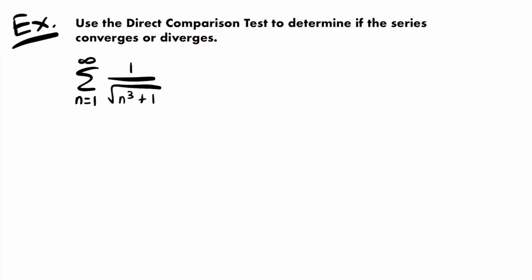And so what type of series could we compare this series to in order to determine its convergence? Well, if you look at its structure, we have 1 divided by the square root of n cubed plus 1. And so between a geometric series and a p-series, it seems like this series is the closest to a p-series. Right, we have 1 divided by n raised to a power underneath a square root, and that's fine. We can actually compare this series to the sum from n equals 1 to infinity of 1 divided by the square root of n cubed.